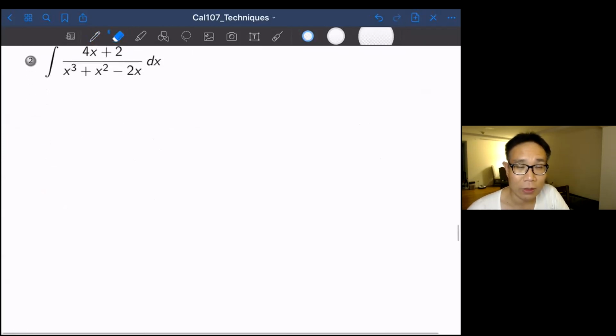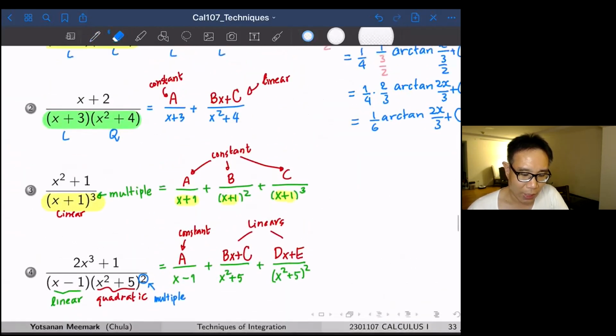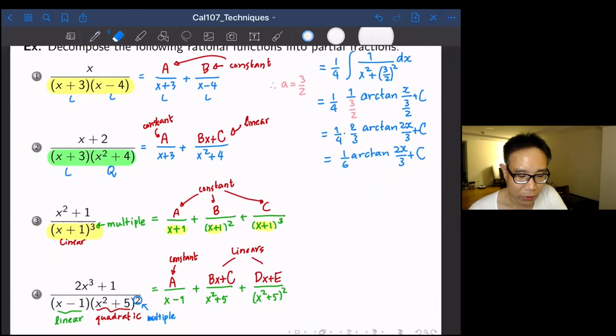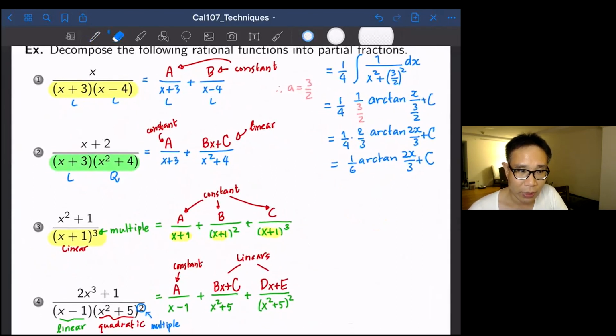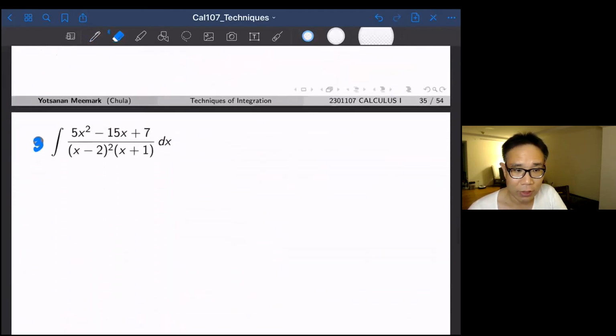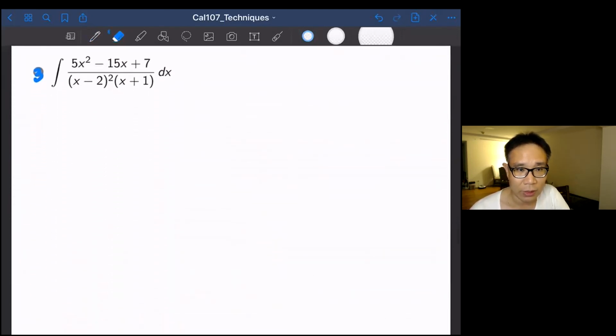Okay, so I'm going to stop here first, and then I'm going to continue with partial fractions. Don't forget how to decompose. If you'd like to recall how to decompose, you can go to this example. Okay, and we're going to do three more partial fraction examples in the next video.